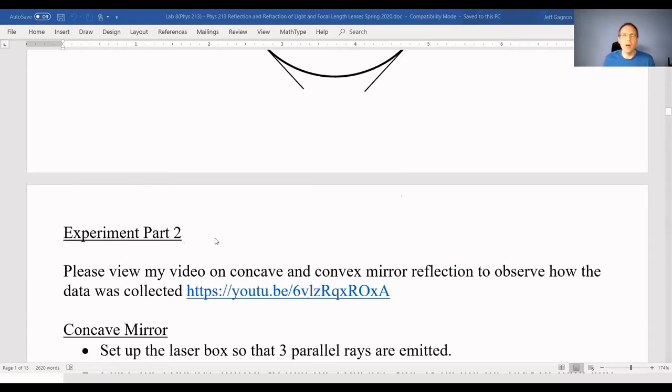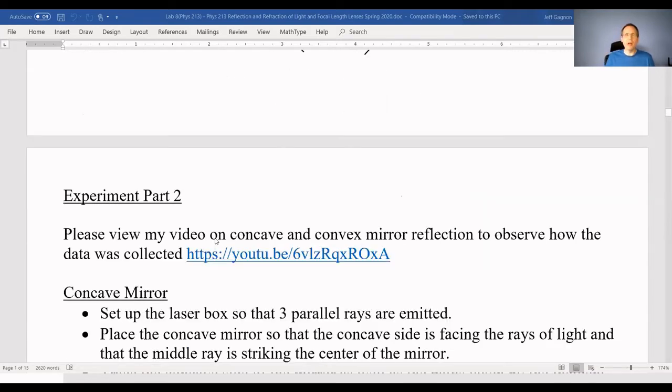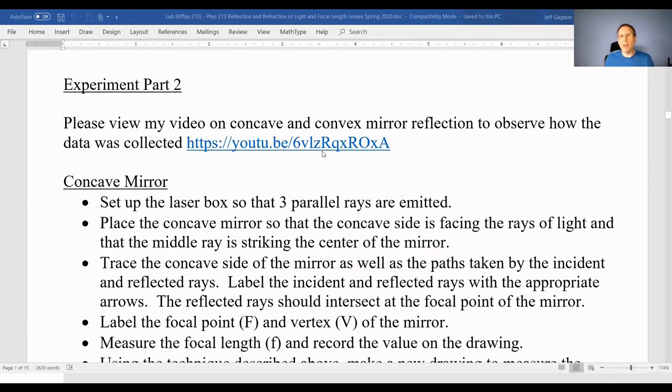Okay, so what you want to do for this part is go look at my video on how I collected all the data for the concave and convex mirrors.